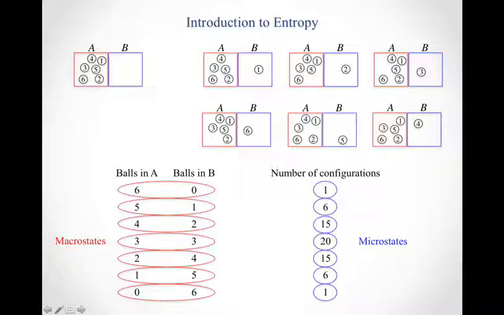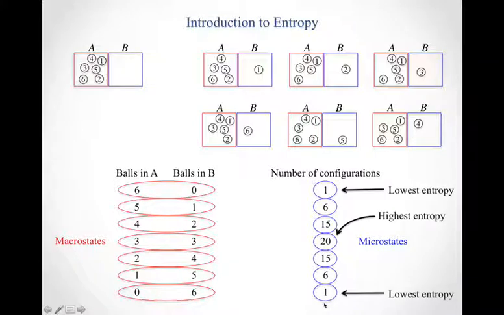Once we've figured out the total number of configurations, what the entropy is doing is it's basically saying, oh, the larger this number is, the higher the entropy is going to be. So our lowest entropy states are the ones where all the balls are in one bin or the other. Our highest entropy state is the one where we have 3 balls in each bin.